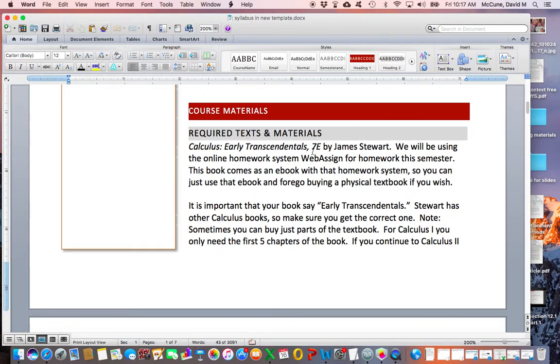The textbook is Early Transcendentals 7E or 8E. You can use either one. You actually don't need a physical textbook. You can just use the ebook in the homework system in WebAssign. It just needs to say Early Transcendentals if you have a book. Stewart has other books.